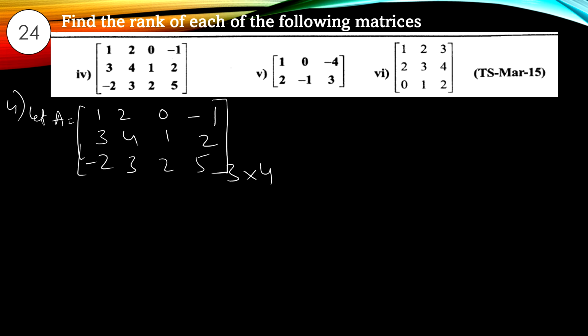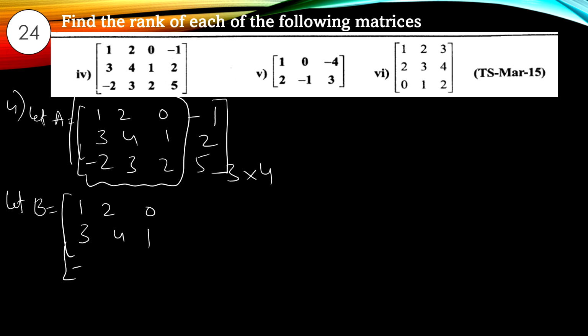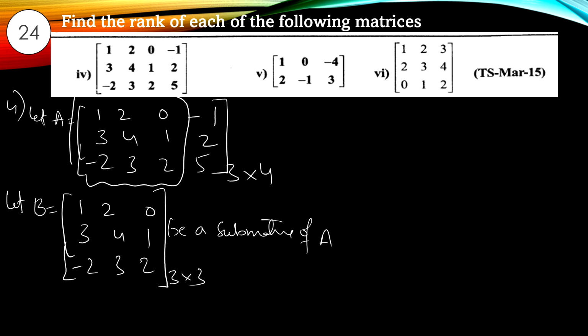But we are not able to find the determinant for this 3 by 4 matrix, right? So I am considering a 3 by 3 matrix, which I am assuming as B. So let B equal 1, 2, 0, 3, 4, 1, minus 2, 3, 2. Let B be a submatrix of A, right? So this is one 3 by 3 matrix. You can also consider the second 3 by 3 matrix, that is not an issue. It's up to your choice. I am considering the first submatrix, and I am calculating the determinant of this B.